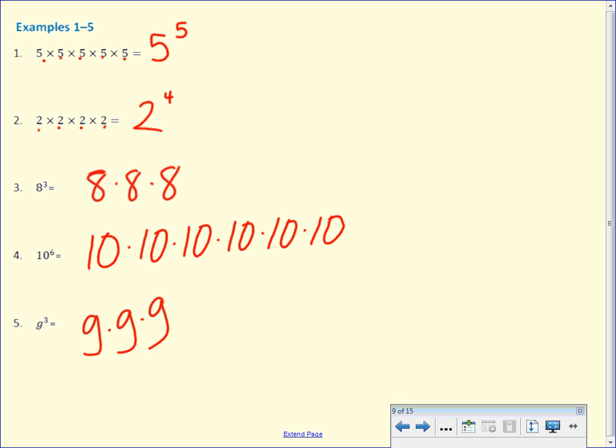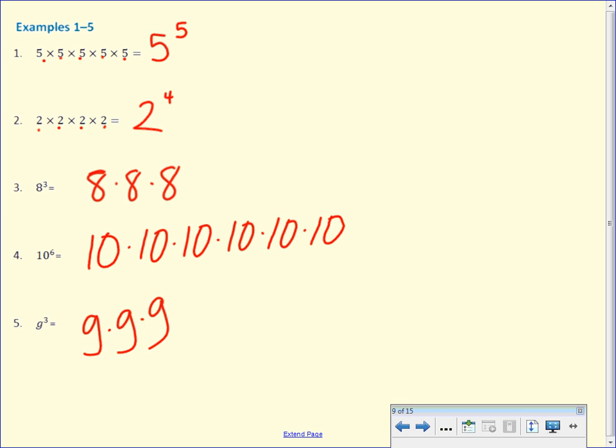Do expressions have equal signs? No, very good question. What do we call the ones with equal signs? Equations. So expressions have no equal sign, equations have equal signs.